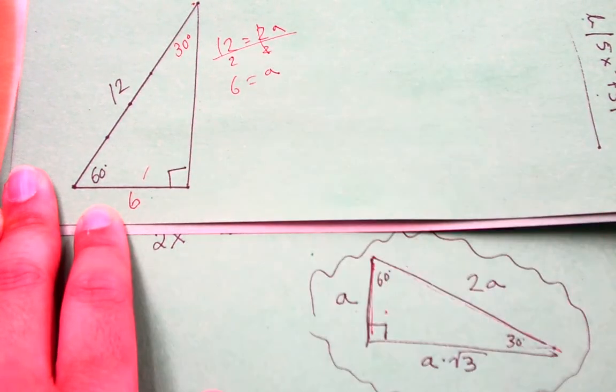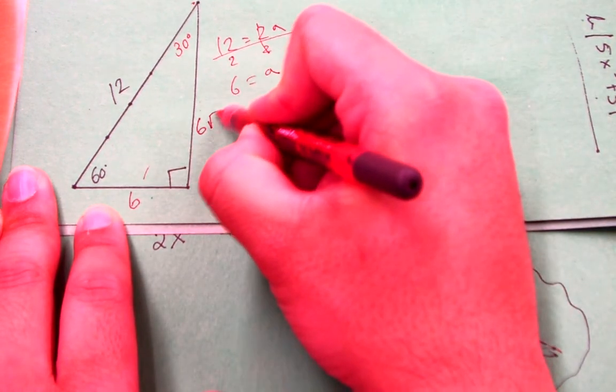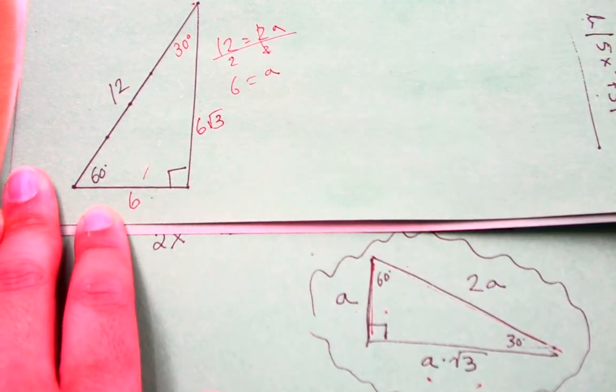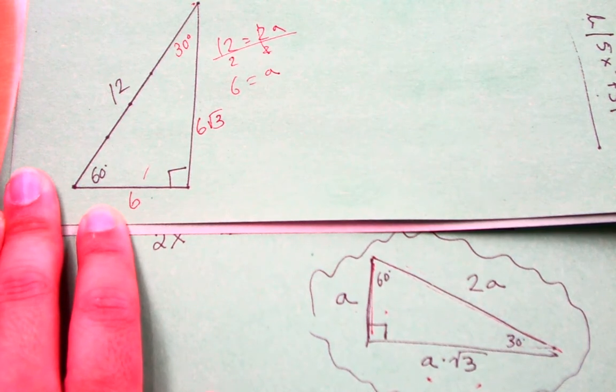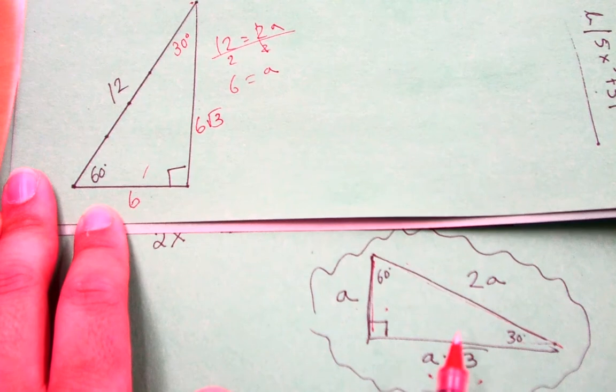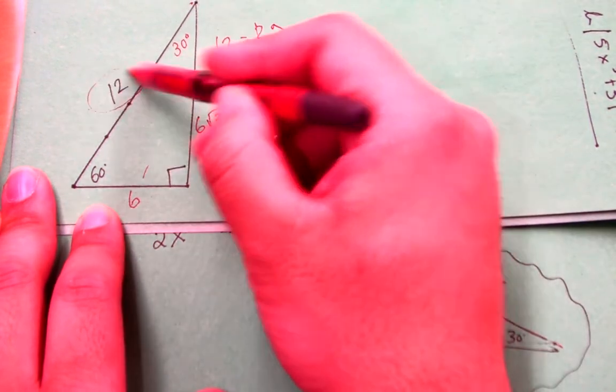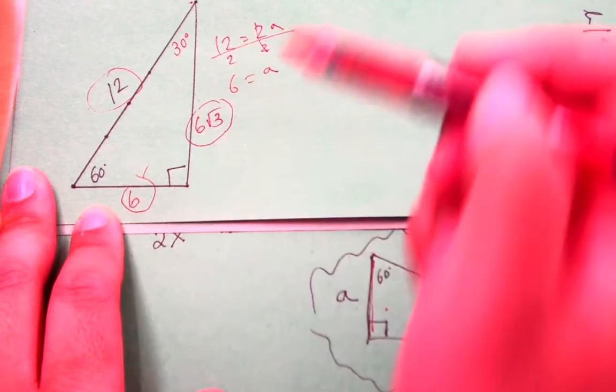and the medium-sized leg would be A times the root of 3, or in this case, 6 times the root of 3. So without using any kind of trigonometry, without using any kind of Pythagorean theorem again, if you can recognize this model, which is again half of an equilateral triangle, then you can save yourself a lot of work and immediately find these values.